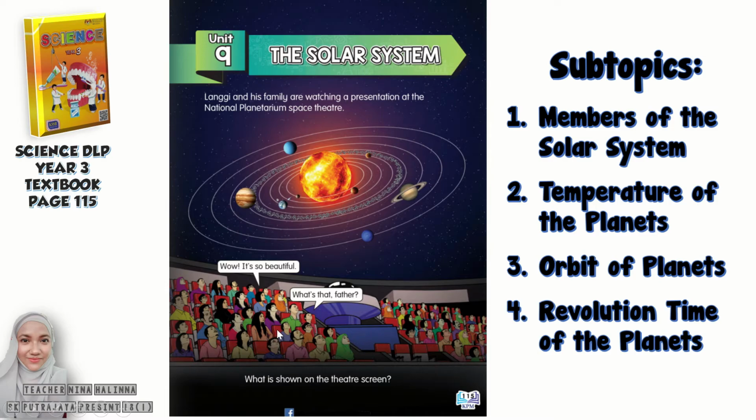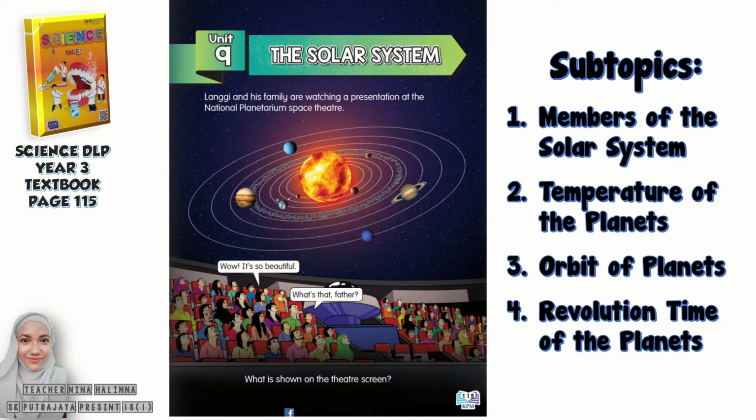Yes, if you have been to the National Planetarium Space Theatre, the screen is actually different. It's not in the front. It's actually above, like a dome there. Okay, so everyone needs to look up. They need to sit back and tilt their head up and look up to watch what they are screening. So the question is, what is shown on the theater screen? So these things here, what is this? Do you know what this is? Of course, it's the solar system.